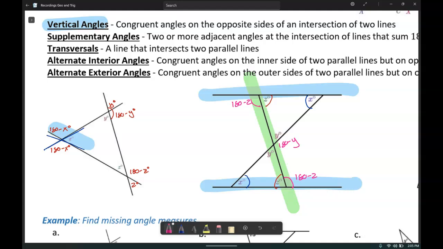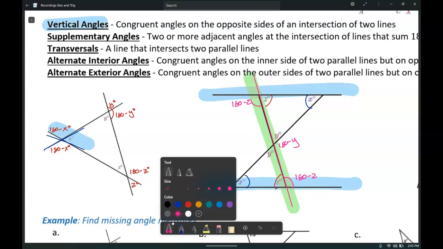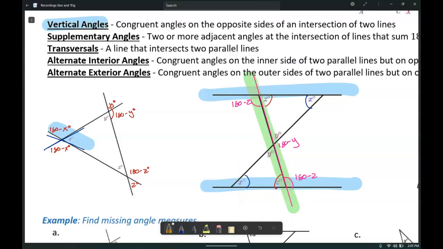The other angle relationship we have with transversals, let me extend this line a little bit, is our alternate exterior angles. Again, those are going to be on opposite sides of the transversal, but they're going to be outside of the parallel lines. And those are going to be congruent as well. And we can also see the vertical angle relationships here as well, and here and here.